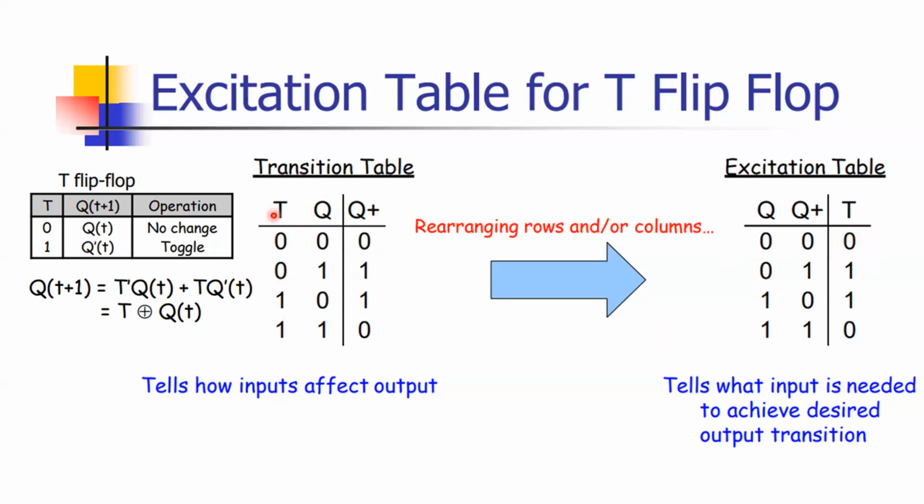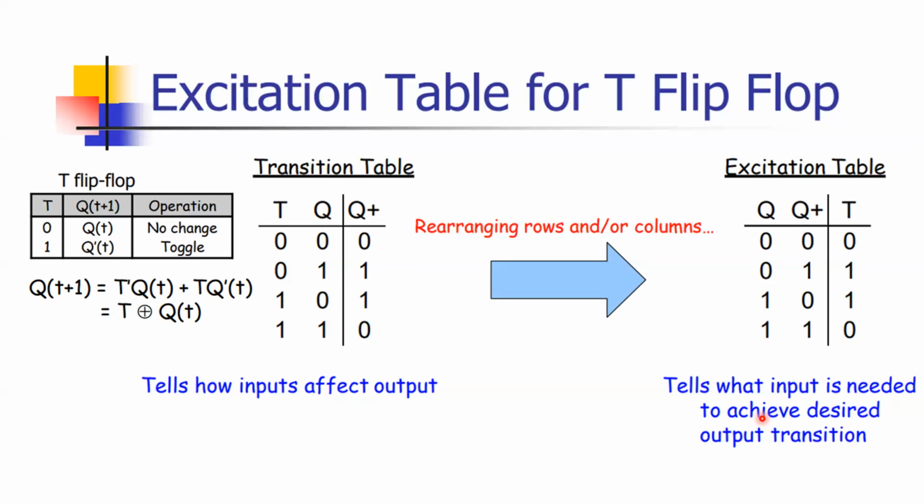Same way, when Q is 0 and Q plus is 1, in the third row, the value of T is 1. So 1 is written here. Same way, when the value of Q is 1 and Q plus is 0, that is 1, 0, the value of T is 1. So we are writing 1 here. And when it is 1, 1, the value of T is 0. So here it is 0. In this way, we are finding out the excitation table of the T flip-flop.